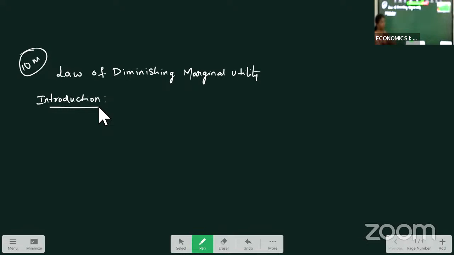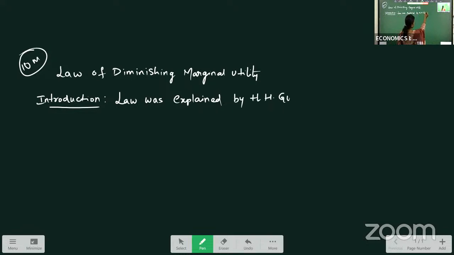What will you be writing now here? This law was explained by H. Gossen. Just see these points we are discussing here, only that you can write as an introduction. So in the introduction, what are you writing?